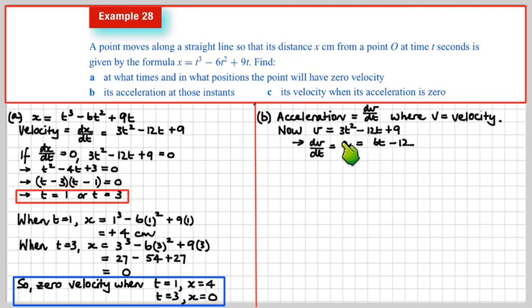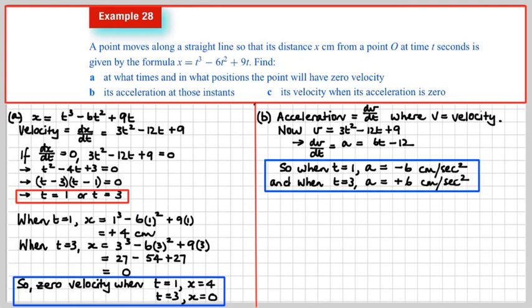So what are we trying to work out again? The acceleration, when t is 1 and when t is 3. So just plug and play now, guys. When t is 1, a will be minus 6. When t is 3, a will be 6 3s are 18 minus 12, which is plus 6. That's interesting, isn't it? Okay, so we've got that done. We've just done B.